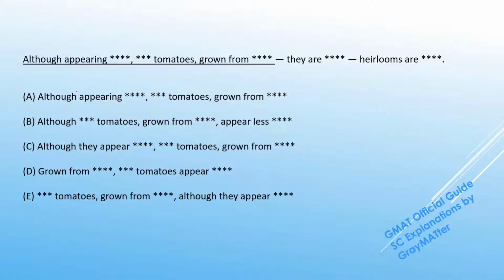This question mostly requires a construction-based attack. Now, in the original construction, we can see the although appearing like something, which is put in the present participle modifier form. So, although appearing like something, this present participle modifier is modifying the subject, the tomatoes. So we have this subject followed by a comma, and then we have grown from the seeds, which is put in the past participle modifier form.